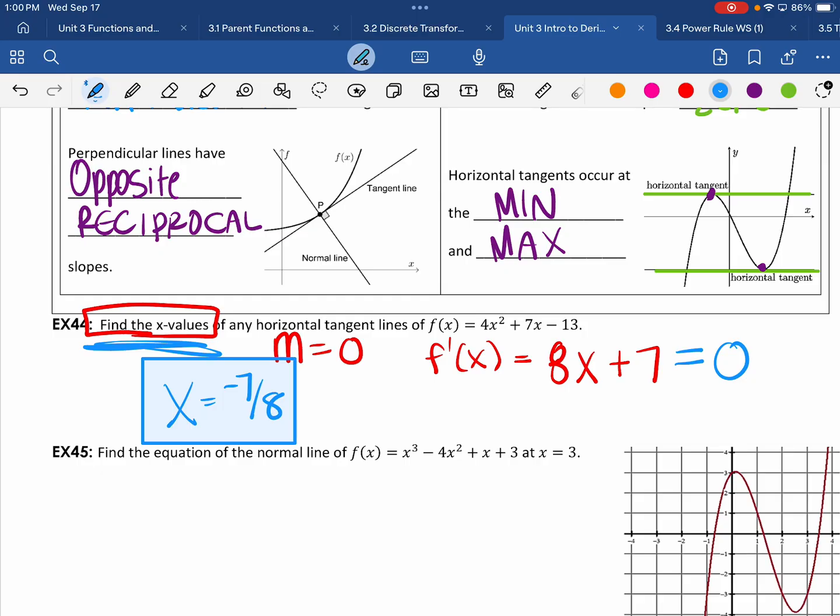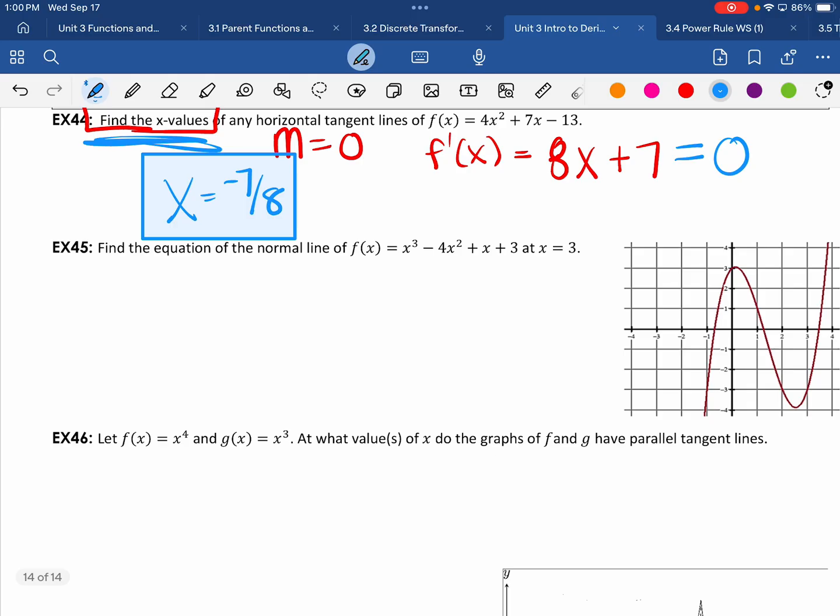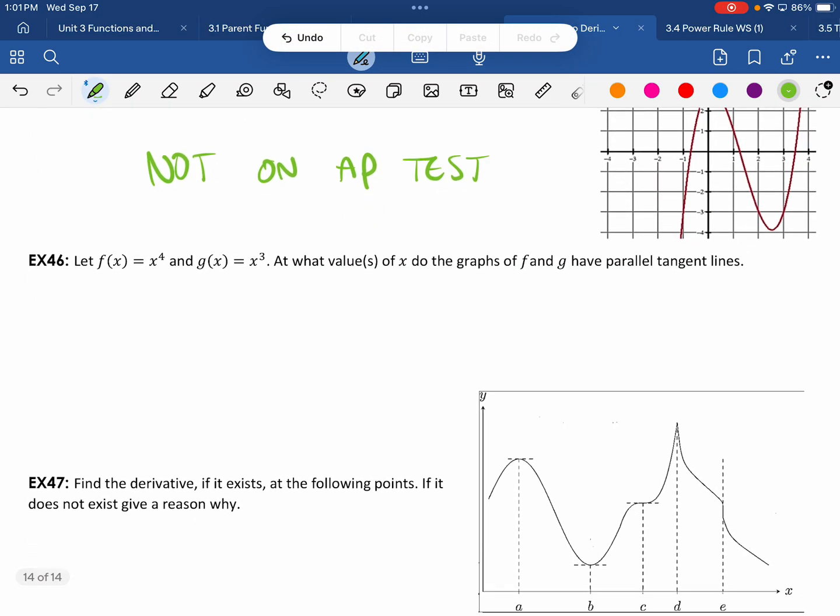Is there another one like this? Because I don't like it. I don't know if I have another one like this. So you mean all of the equations on the test? No, I'm going to skip 45 because it's not on the AP test. Are we doing 46, 47?